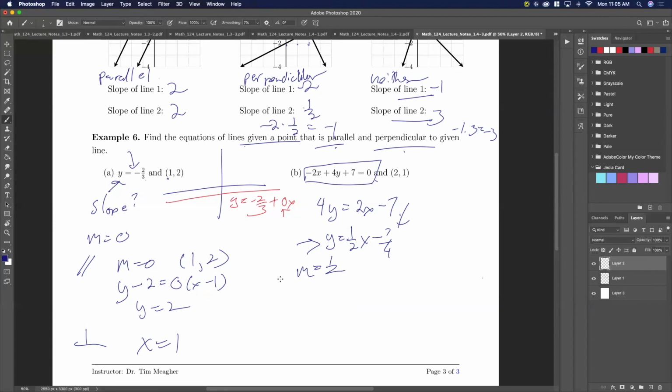And so let's do the parallel line. The parallel line will have the same slope. So we'll have a slope of a half, and I'm going to go through this point. So I can just crunch through that. I'll have y minus 1 equals 1/2 of (x minus 2). So everyone see where I get this equation from? Anyone lost at this point?